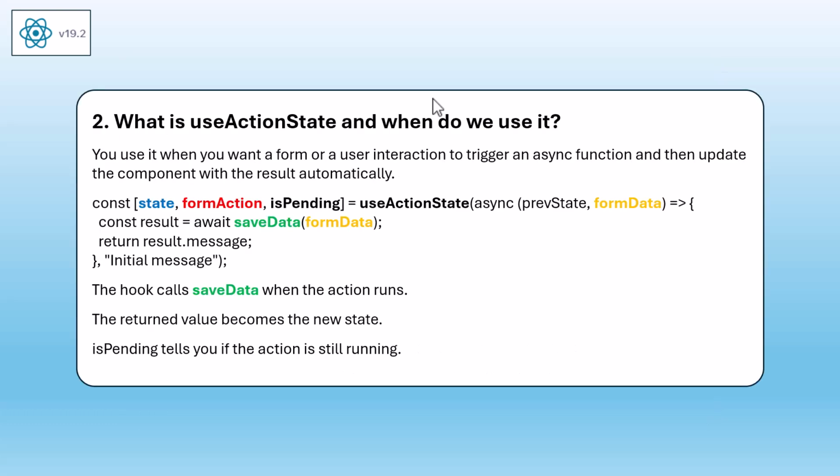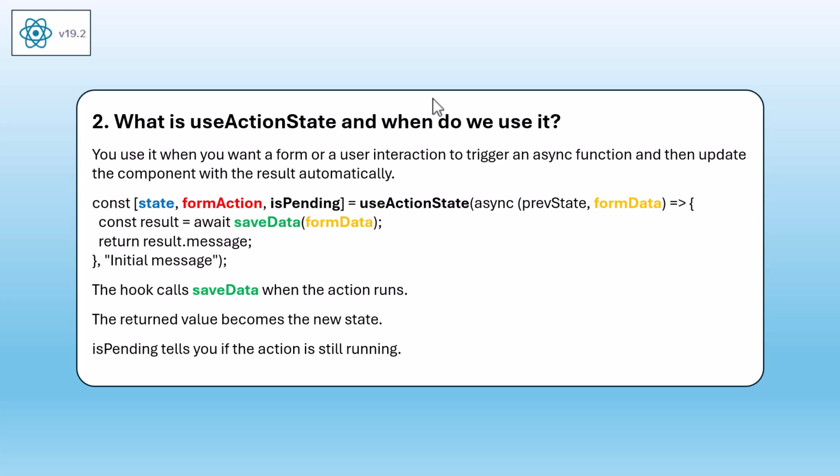2. What is useActionState and when do we use it? useActionState is a hook whose purpose is to allow your component to respond to the result of a form action. Typically in React you might submit a form, run an asynchronous operation, and then update local state once the result is back. useActionState formalizes this process.